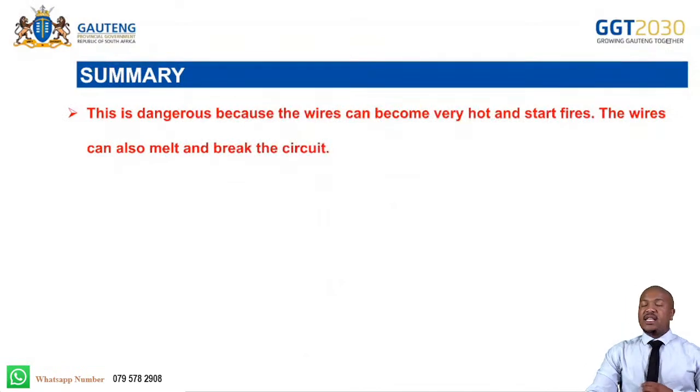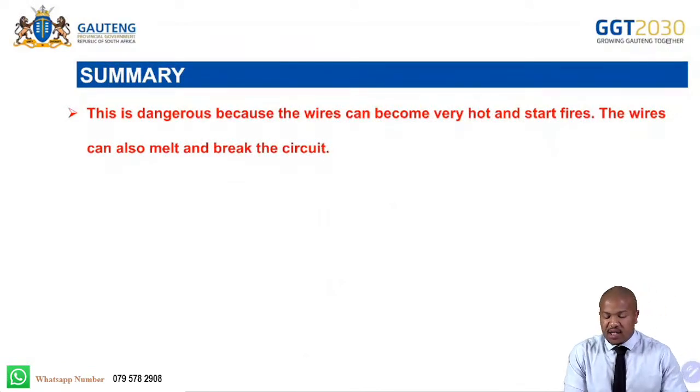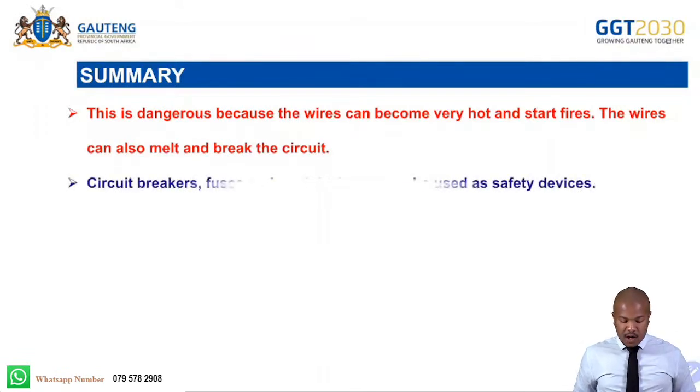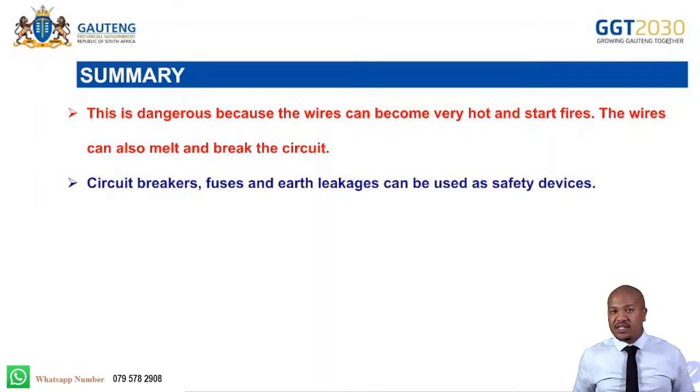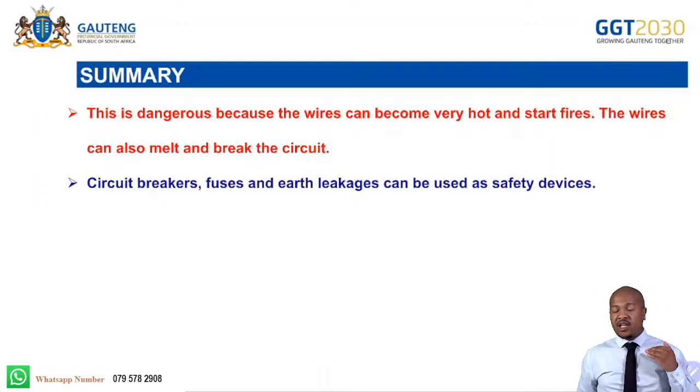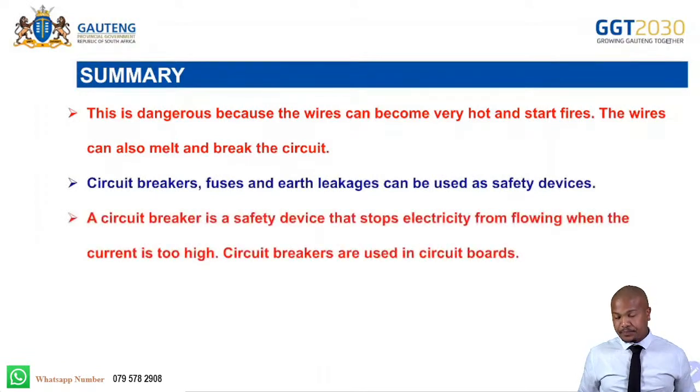Also, we said that this is dangerous because the wires can become very hot and they can start fires. The wires can also melt in the process and the circuit can break. Are we together? So also we said that we need to use safety devices such as circuit breakers, fuses, and earth leakage systems to control the amount of current flowing through, to be able to cut off the current when it is too high.